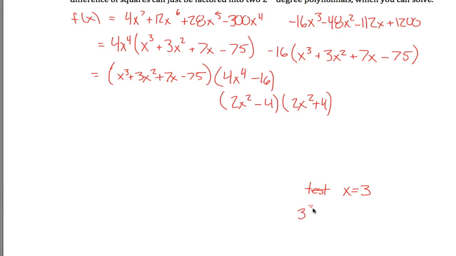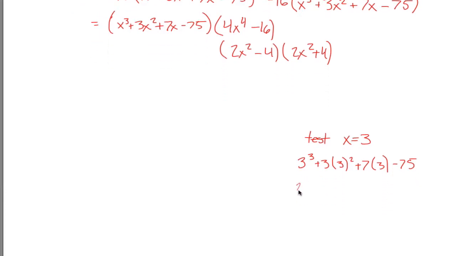So you get 3 cubed plus 3 times 3 squared plus 7 times 3 minus 75. That's what, 27 plus 3 times 9 is also 27. 7 times 3 is 21 minus 75. See, 27 and 27 is 54, plus 21 is 75, minus 75 is 0. Nice. That means 3 is a root. What else that means is that x minus 3 is a factor of this mess. X minus 3 times something equals this mess.